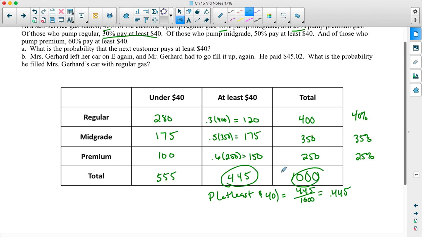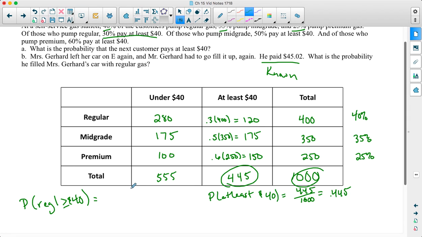All right, and then the other one says Mrs. Gerhard left her car on E again. Mr. Gerhard had to go fill it up again, and he paid $45.02. So that's the given. That's known. Now, what is the probability you fill Mrs. Gerhard's car with regular gas? So we want to know what's the probability of regular given paid at least $40.